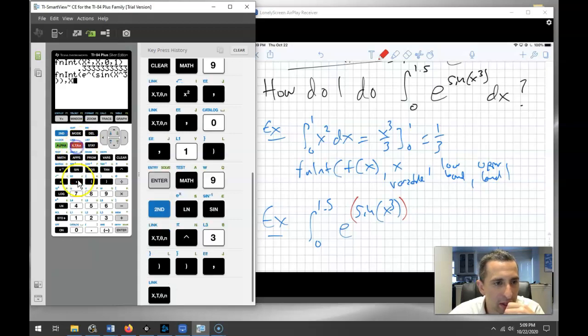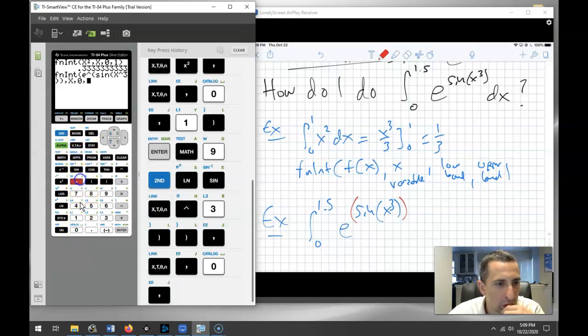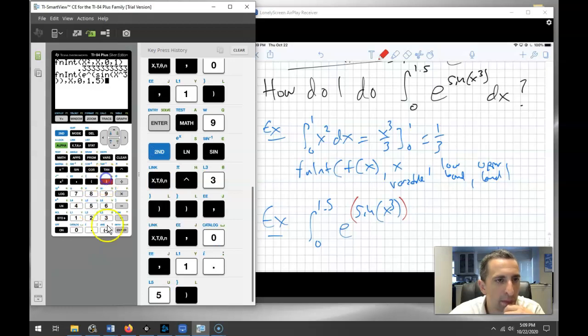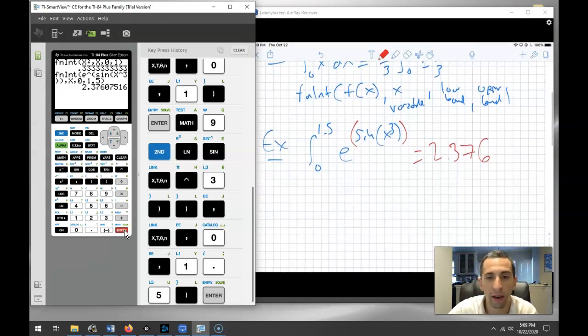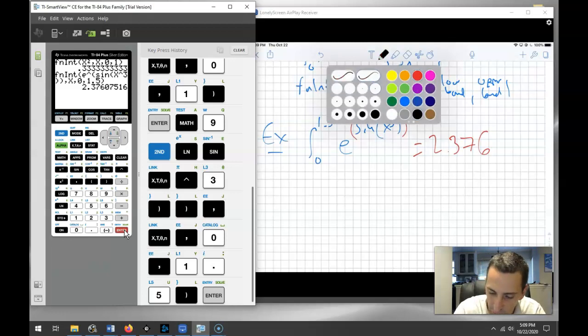So x is going from 0 to 1.5 from my upper bound, and that's what it should look like. This is the correct one, and that, by the way, is the correct answer. So you should get 2.376.